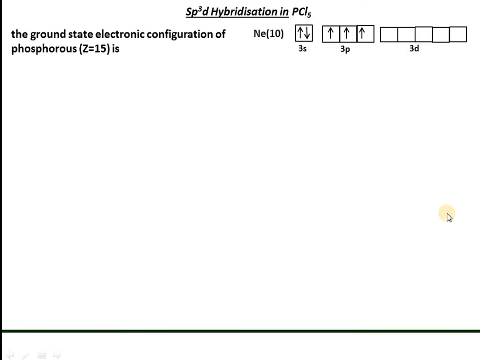Now sp3d hybridization in PCl5. The ground state electronic configuration of phosphorus: it is clear from the structure that phosphorus is forming 5 bonds, so it must have 5 half-filled orbitals. In order to form 5 half-filled orbitals, phosphorus promotes one of its 3s electrons to 3d. Why is it going to promote to 3d? Because 3d belongs to the same shell.